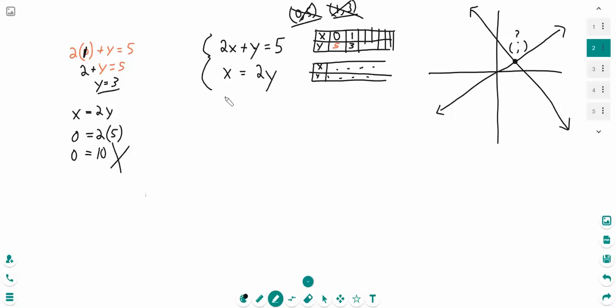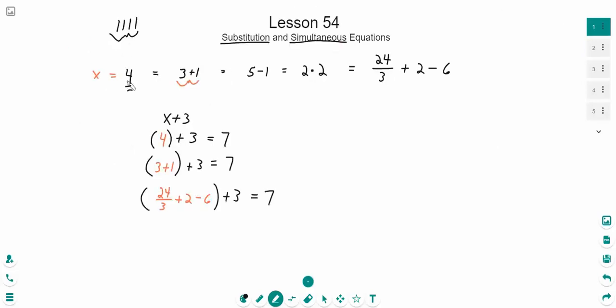So how would we do that? Short of actually picking multiple points forever and ever and trying them in our second one until we finally get a solution, well, there's a much easier way to do it. And it goes back to what we talked about at the beginning of this lesson. So what we need to notice here is that this second equation is x is equal to 2y. And just like previously, we said that when x was equal to 4, well, that implied that x was also equal to 3 plus 1, equal to 5 minus 1, equal to 2 times 2, and so forth.